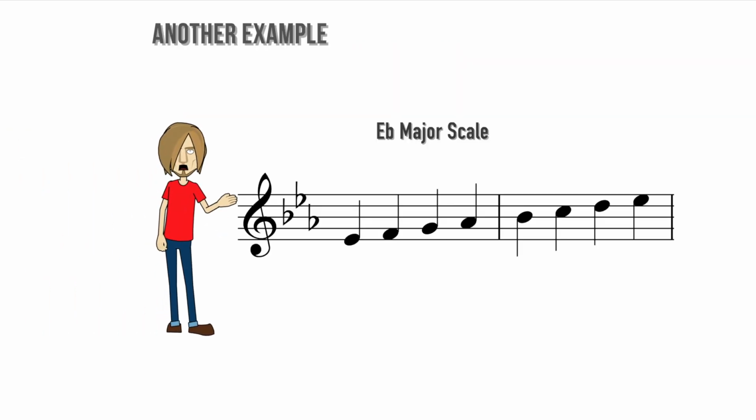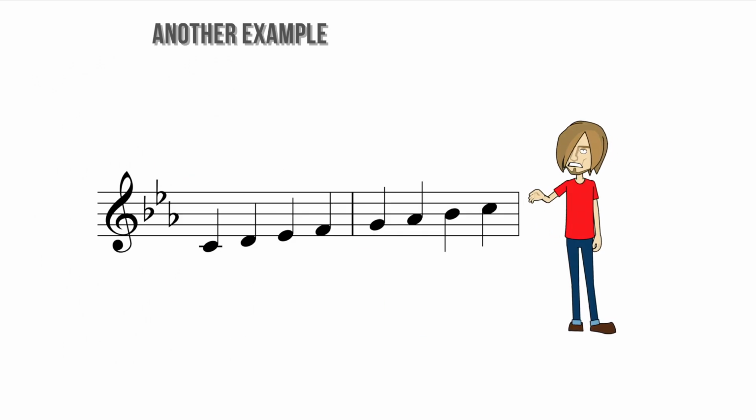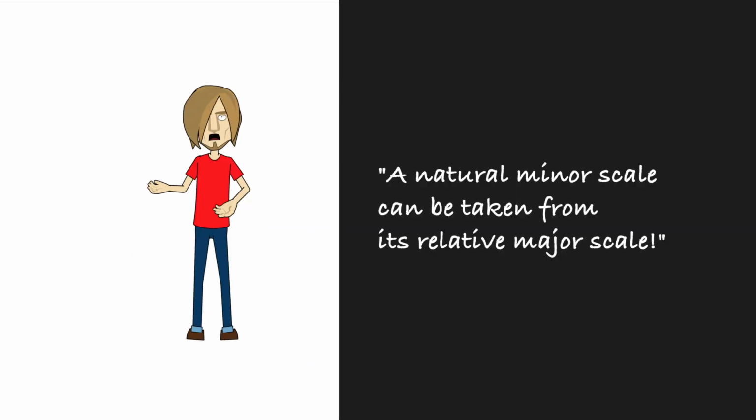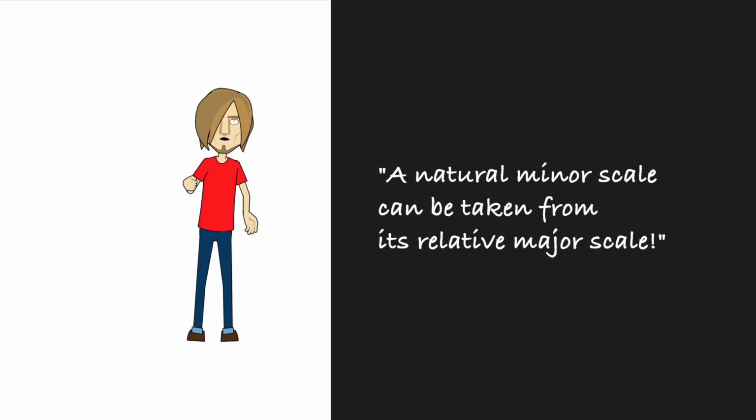This is E flat major scale. If note C from this scale becomes the root of another new scale, then it is C relative minor scale. The notes are C, D, E flat, F, G, A flat, B flat, and C. So, we can say, as long as we know the major scale, we can simply find its relative minor scale.